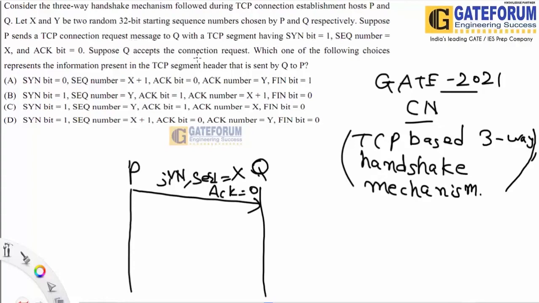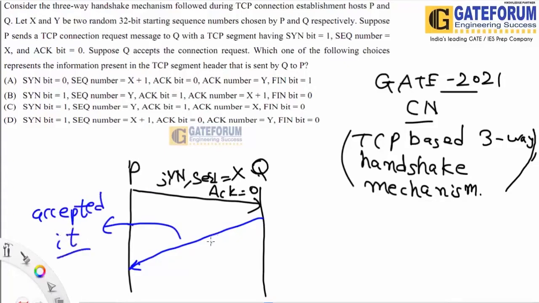Okay, suppose Q accepts the connection request. Which of the following choices represents the full information present in the TCP segment header that is being sent from Q to P? Now, basically, Q has accepted this particular connection request. So, first of all, P has sent a particular connection request and Q has accepted it. Okay, a very simple funda which we are doing in the case of the three-way handshaking.